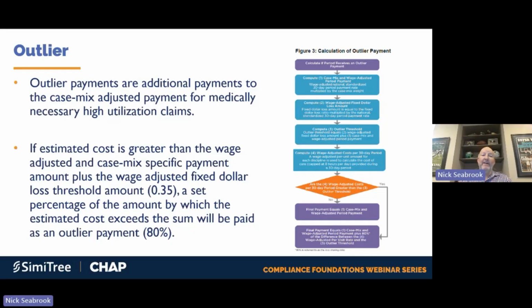So if you did have a scenario like I just outlined, where let's say it was a $2,700 cost on top of the $2,000 reimbursement, you get an outlier payment on top of that. What that outlier payment equals is 80% of whatever that loss amount was. So in that example before with the $700 I gave you, the agency would get an additional 80% of that additional $700 cost as part of that outlier payment.